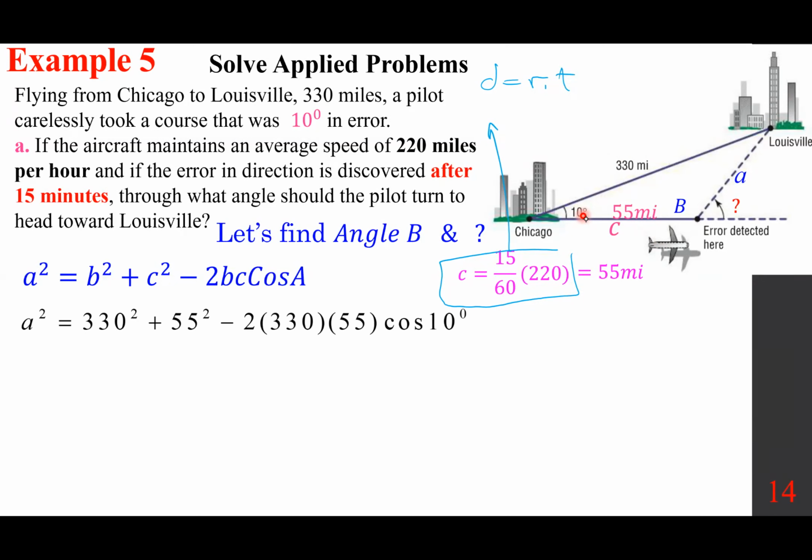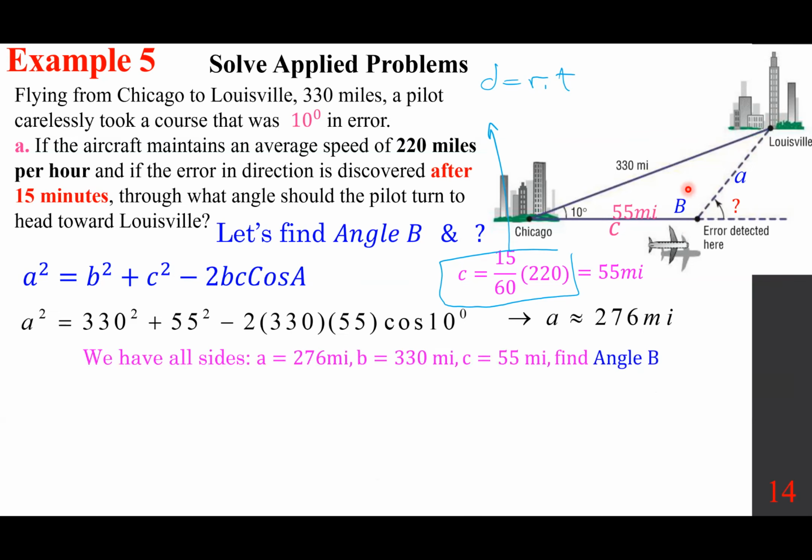Again, everything is given. You put this into a calculator, you add them up, and that gives you A squared. So what is A? You take a root of that, and it becomes almost 276 miles. So this distance is 276 miles. So what happens? We have all sides. Everything is given. What are we looking for? The missing angle B. The missing angle B.